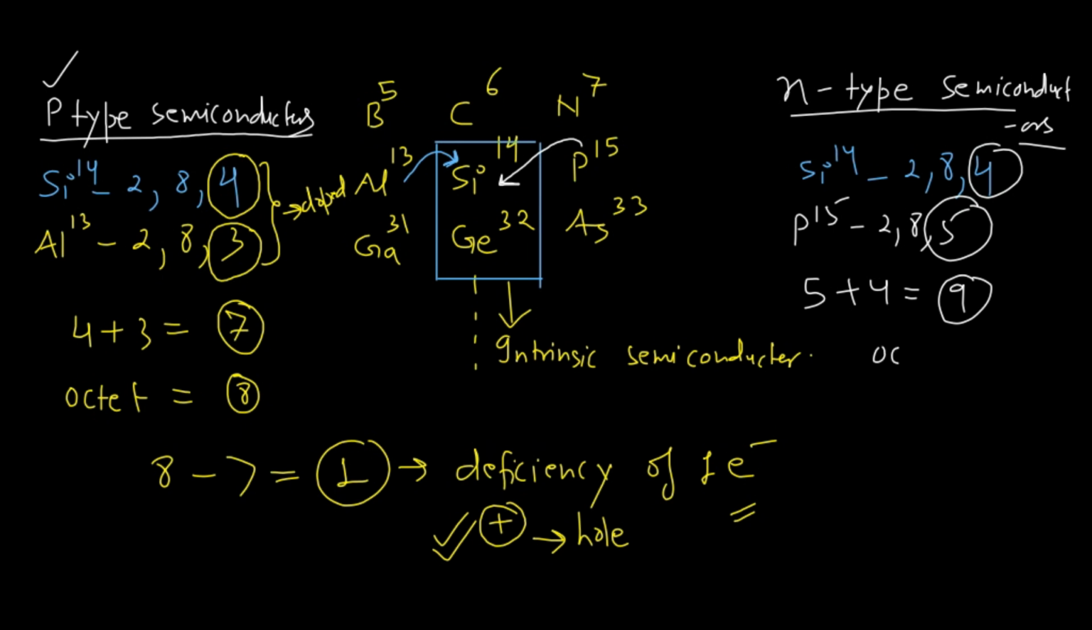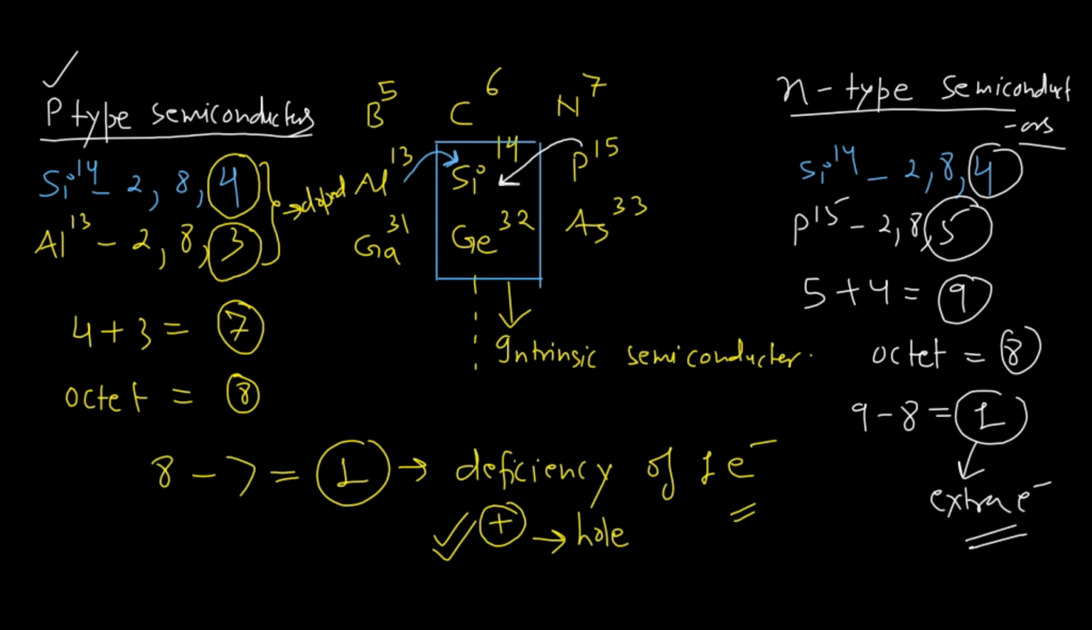And you know for octet, you need only 8 electrons. So here 9 minus 8 equals 1. This is 1 extra electron. That means negative charge. In that case, when you mix this phosphorus with the silicon, you end up with the n-type of the semiconductors, the doped one.